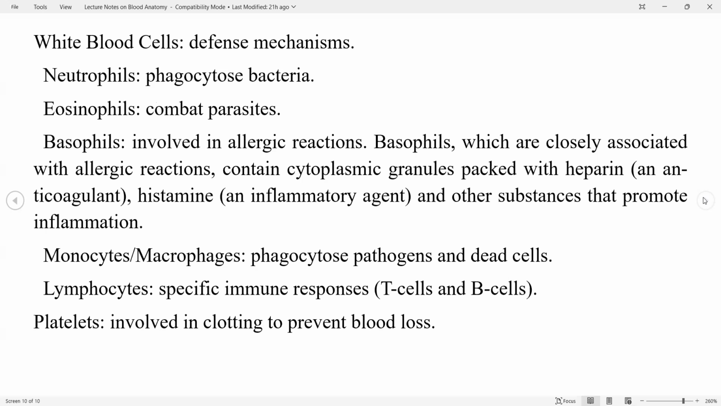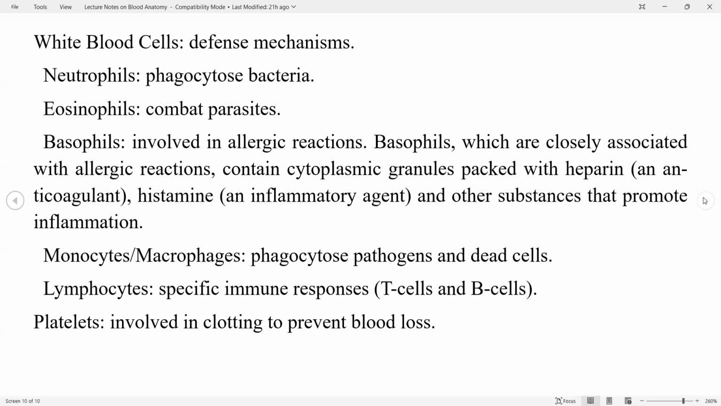So what are the functions? Neutrophils are for phagocytosis, and particularly they phagocytose bacteria. Eosinophils are for parasites. They clear out worms, majorly intestinal worms and all that. While basophils are involved in allergic reactions. Basophils are closely associated with allergic reactions.